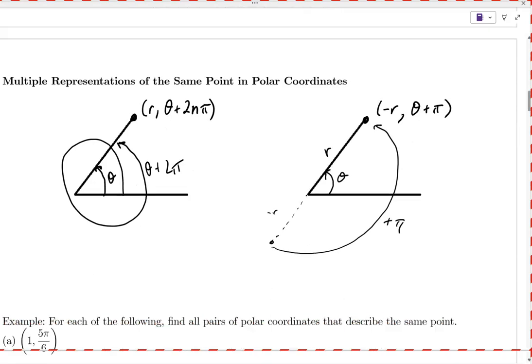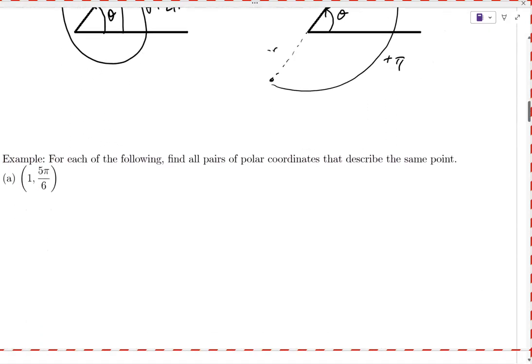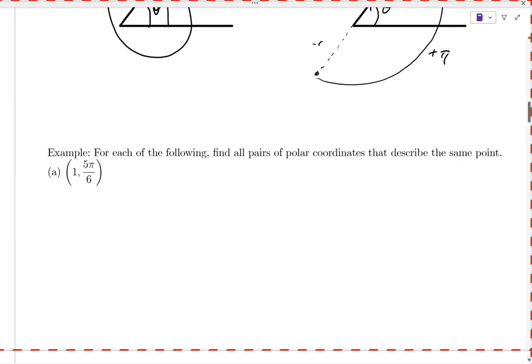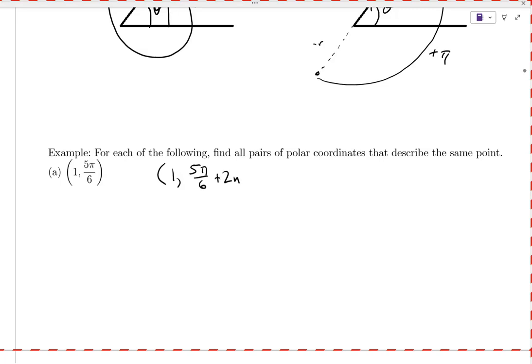So as an example here, one way to represent 1 comma 5 pi over 6, I can use the same r, but add multiples of 2 pi. That's one way to do it. That's an easy way, right? That just gives me all the angles that are coterminal with 5 pi over 6. We did this way back at the beginning of the semester, didn't we?